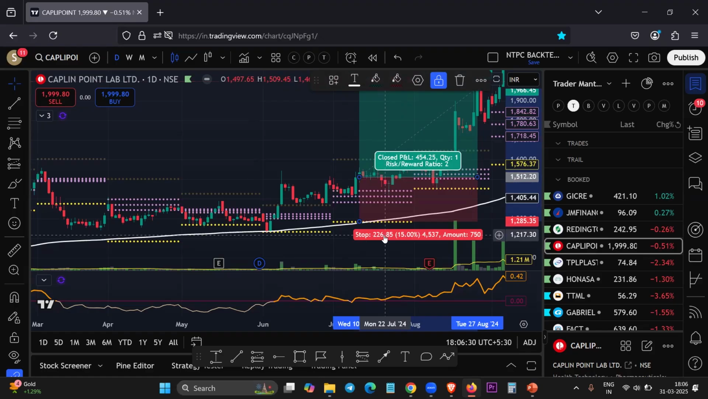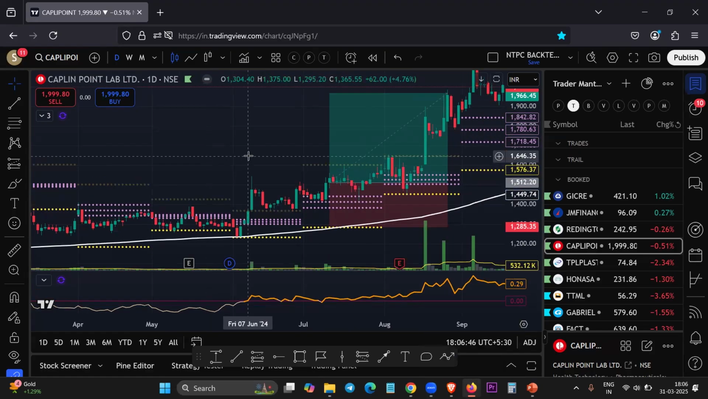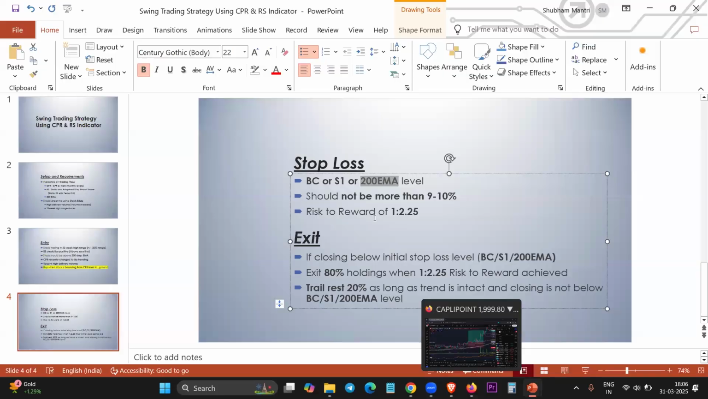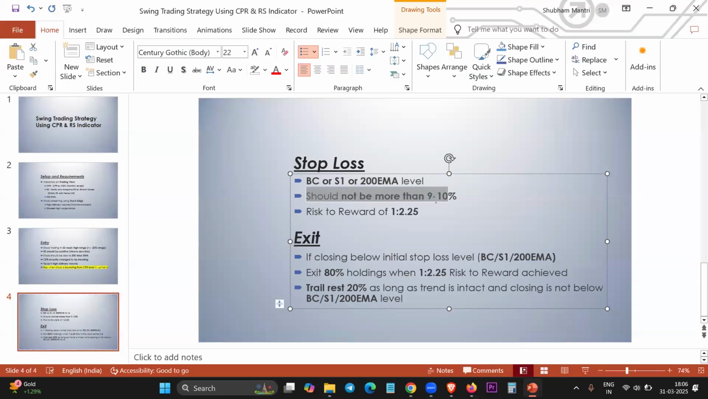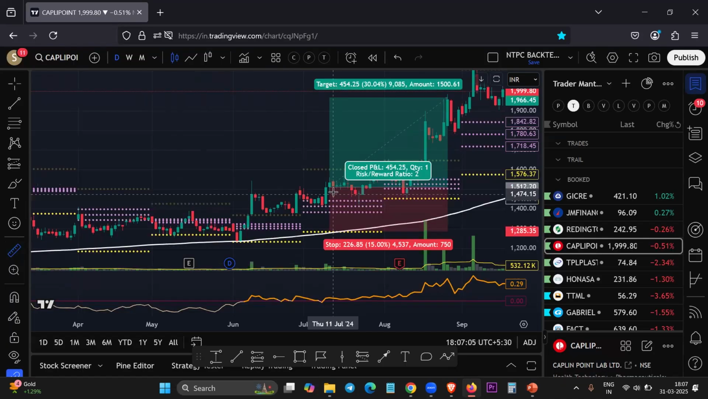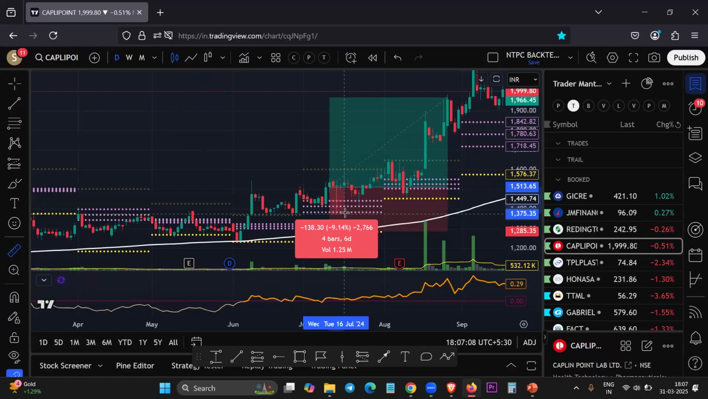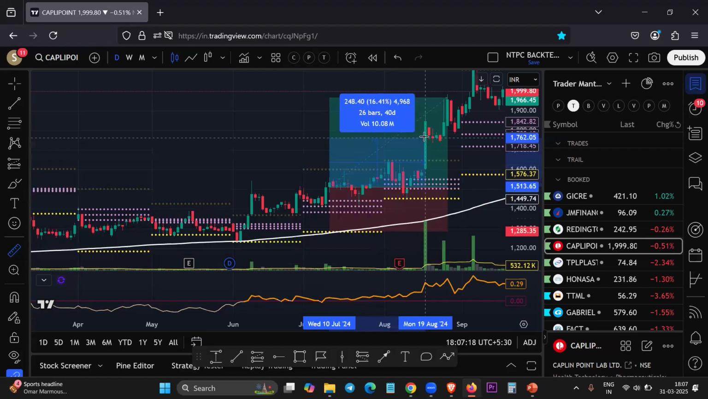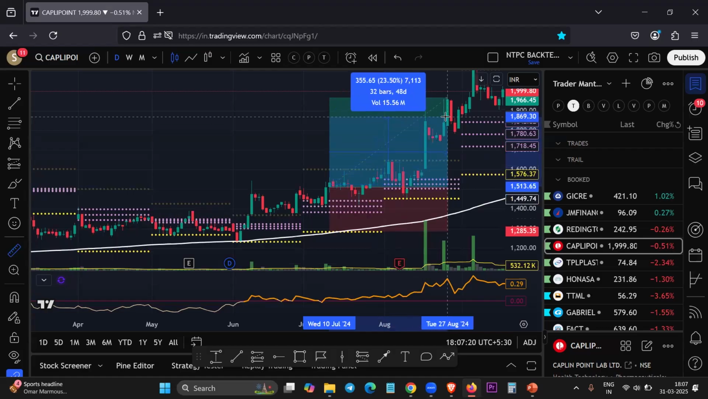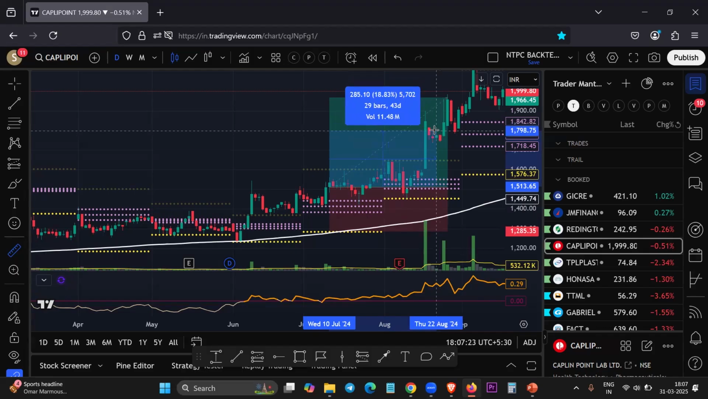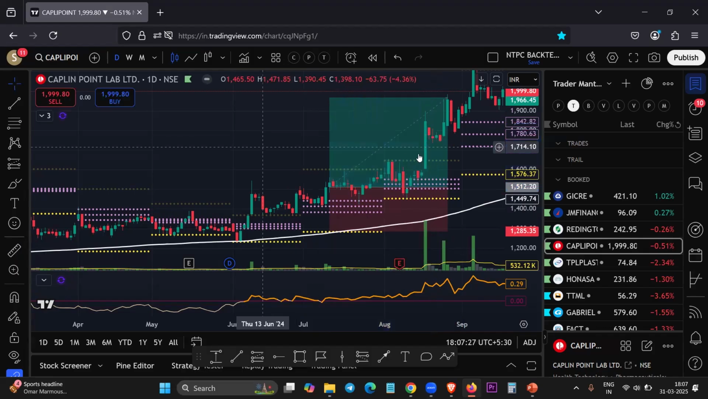Earlier I used to have a larger stop loss, but now I have decided to keep a lower stop loss. That's why we will be keeping the stop loss around 9% to 10%, and the risk to reward ratio will be 1:2.25. In this trade we can keep the stop loss around the BC level, that is the bottom CPR, which was coming around 8.5 to 9%, and our target would be 2.25, which was around 20%, which was already met.